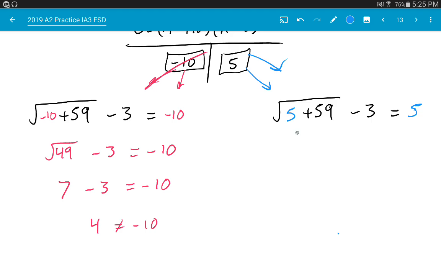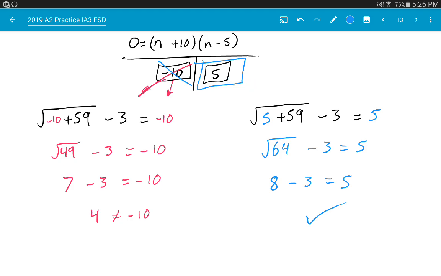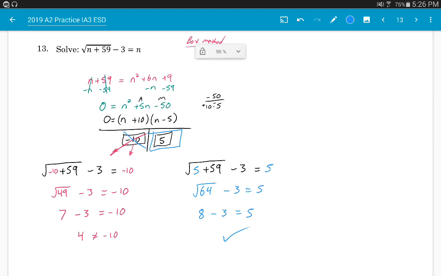Now let's check 5. 5 plus 59, that's 64. Square root of 64 minus 3 equals 5. Square root of 64 is 8. 8 minus 3 equals 5. And yep, that one works. So this is my actual solution, and this one is not. All right, so the only solution here is 5.